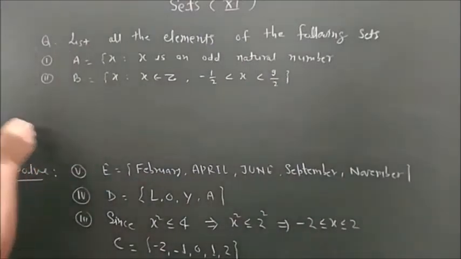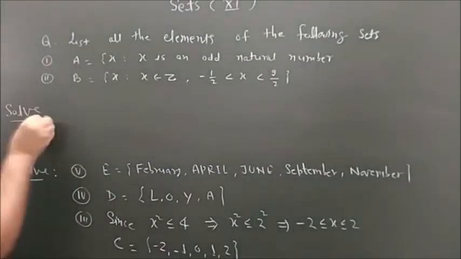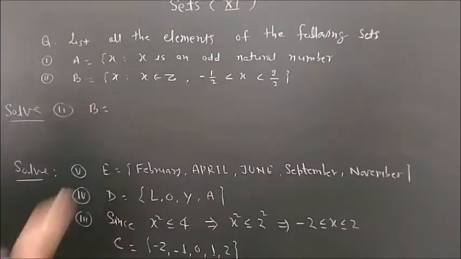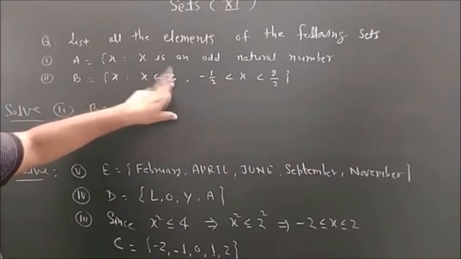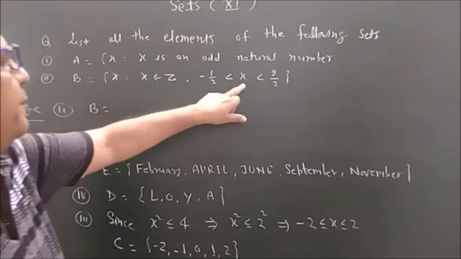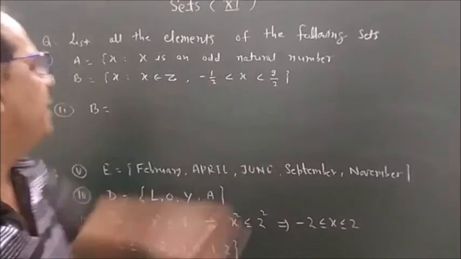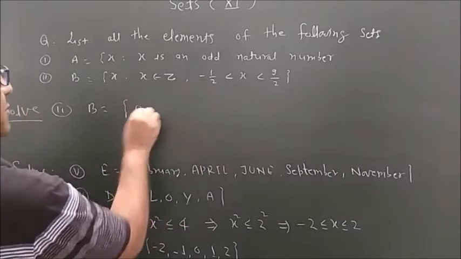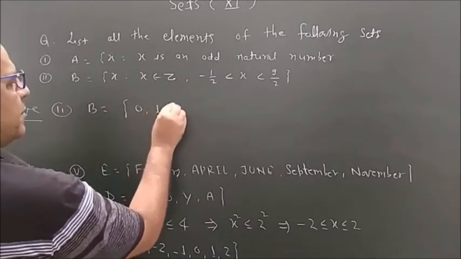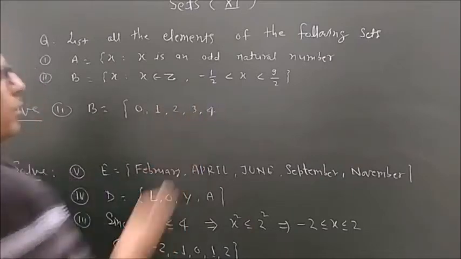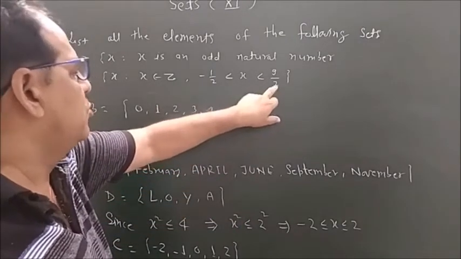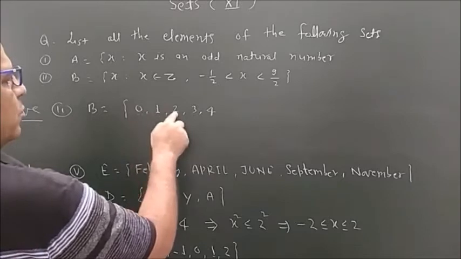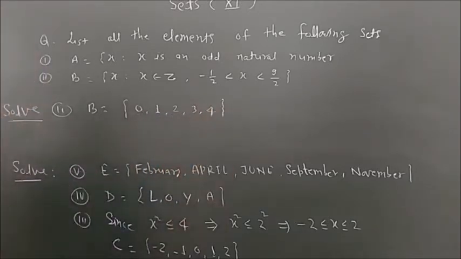Now I am taking part number 2. Here V equal to x, x is an element of Z and lying between minus 1 upon 2 and 9 upon 2. So V starts after minus 1 upon 2. That means the next integer is 0, then 1, 2, 3, 4. Because this value is 4 and a half, the integer before 4 and a half is 4. So the only values are 0, 1, 2, 3 and 4.